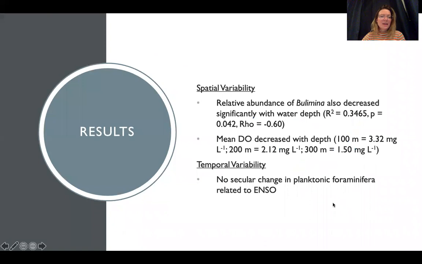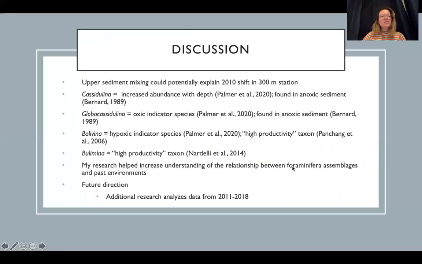And so other results we found was that the relative abundance of Bulimina also decreases significantly with water depth, and that mean dissolved oxygen decreases with depth, which is obviously expected. However, we found no secular change in the planktonic foraminifera related to ENSO. And so a potential explanation for the 2010 shift, an increase in Cibicidoides in the 300 meter station, can be potentially due to upper sediment mixing that makes it more like the 200 meter station.